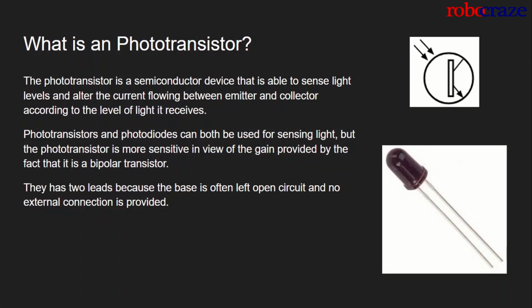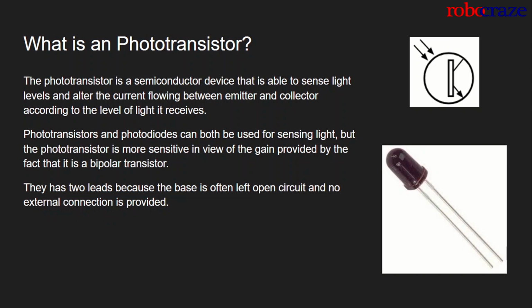Now, what is a phototransistor, you ask? A phototransistor is a small semiconductor device that is able to sense light levels and alter the amount of current that flows between the emitter and the collector. We can use photodiodes for this too. However, phototransistors are much more sensitive than their counterpart.